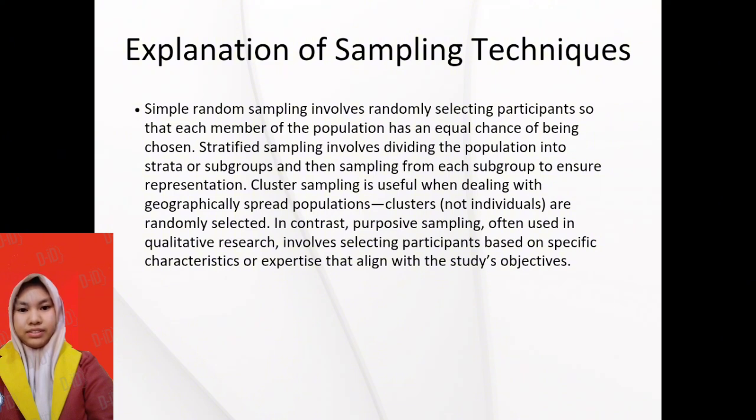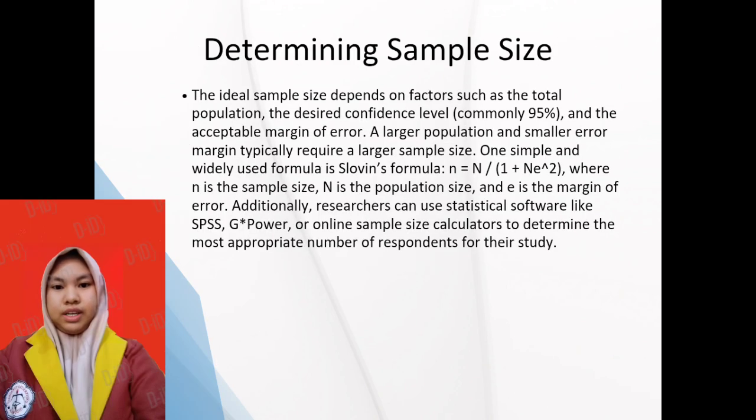Explanation of sampling techniques. Simple random sampling involves randomly selecting participants so that each member of the population has an equal chance of being chosen. Stratified sampling involves dividing the population into strata or subgroups and then sampling from each subgroup to ensure representation. Cluster sampling is useful when dealing with geographically spread populations. Clusters, not individuals, are randomly selected. In contrast, purposive sampling, often used in qualitative research, involves selecting participants based on specific characteristics or expertise that align with the study's objectives.